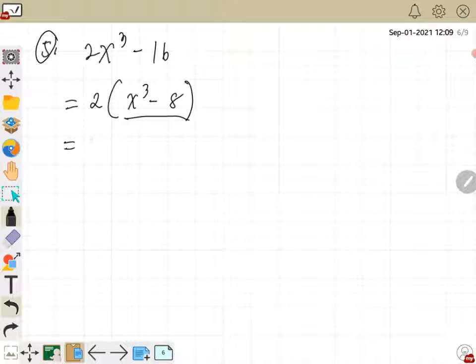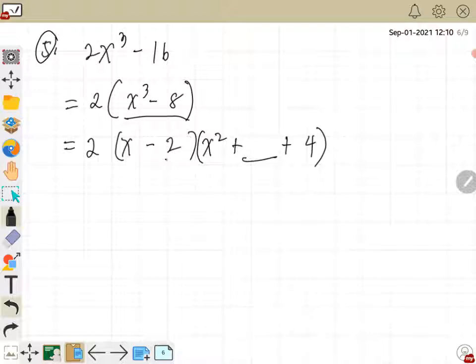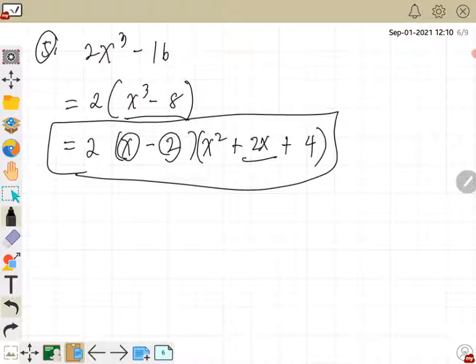And we will continue factoring that one. x cubed is x and x squared. 8 is 2 and 4. The middle term is the product of this and that, multiply them, so that's 2x. So this is our complete factored form.